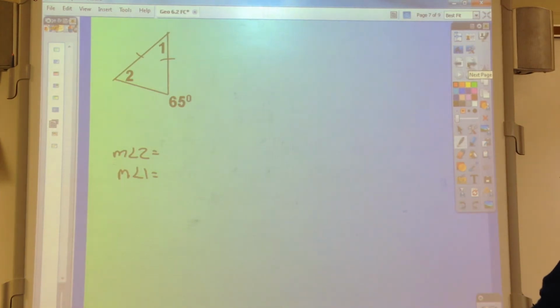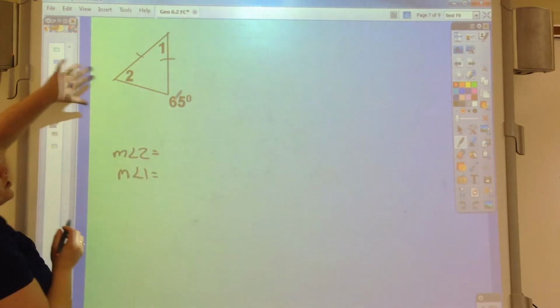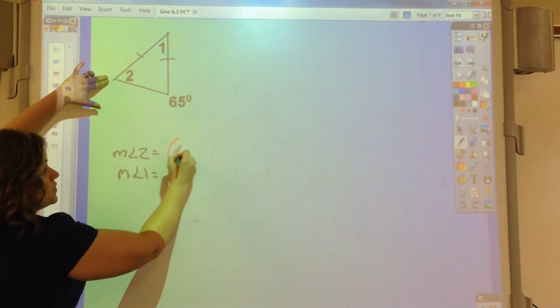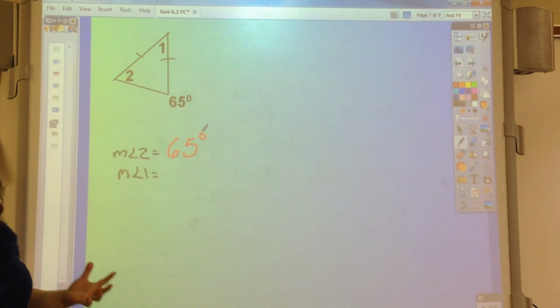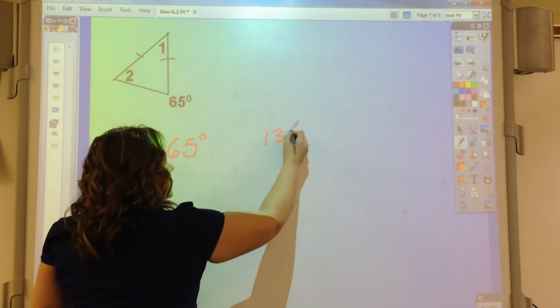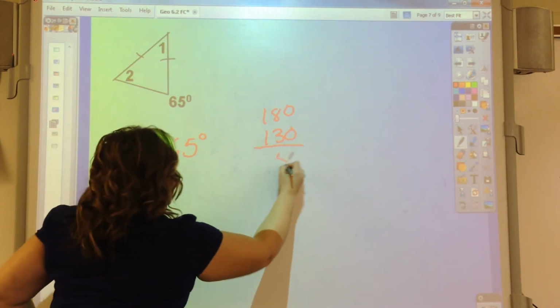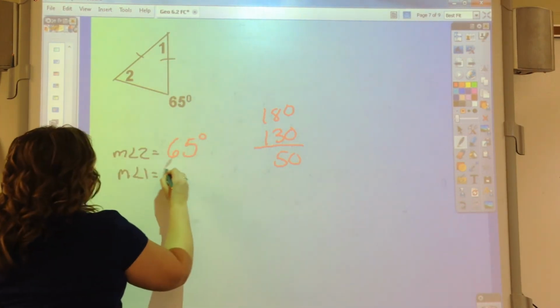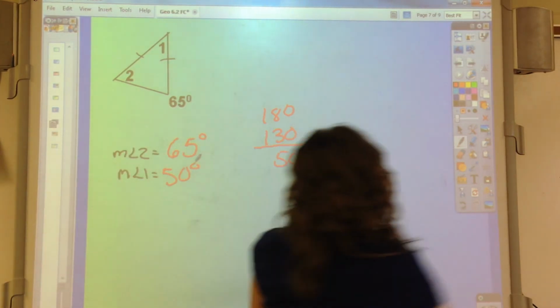Now let's see if we know one of our base angles. If I know that this angle is 65, the measure of angle 2 automatically has to be 65. And if I add those together, hopefully you'll agree with me that I get 130 degrees. So I'm going to take 180 minus 130, and I get 50 degrees left over for the measure of angle 1. All right.